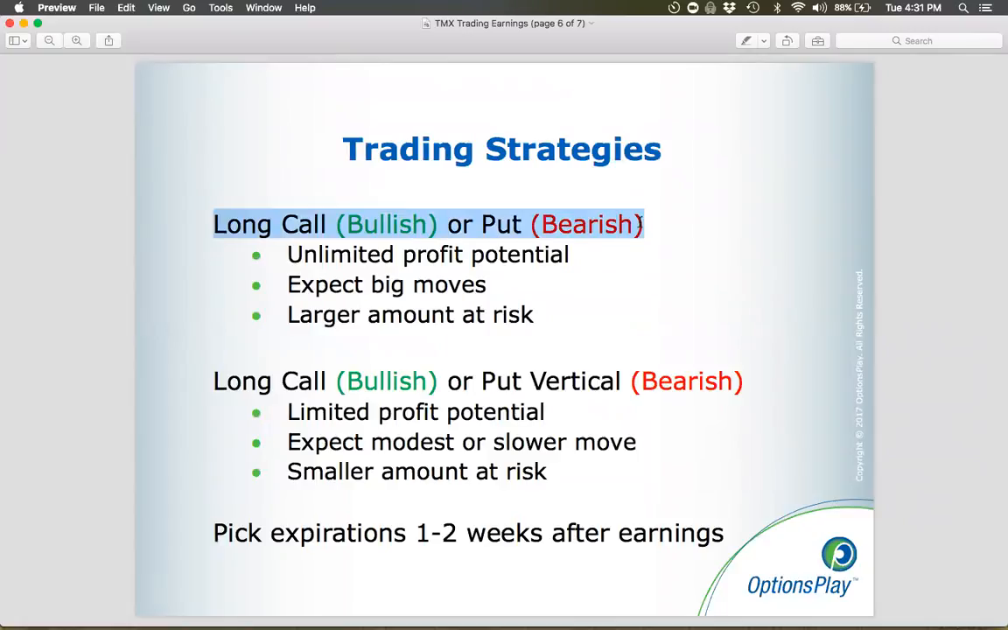If you're bullish, or if you think the stock's going to beat earnings, you would buy a long call. And if you're bearish, or if you think the stock's going to miss, you would buy a put option. These two strategies give you unlimited profit potential, so that if the stock goes significantly higher or significantly lower, you continue to profit as long as the stock continues to go in that direction. You typically use this strategy when you expect a big move in the underlying stock. So if you expect a large beat or a large miss, these are good strategies to use. They do generally put a larger amount of money at risk, okay?